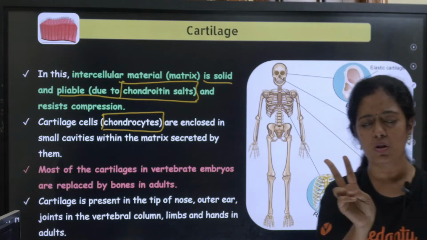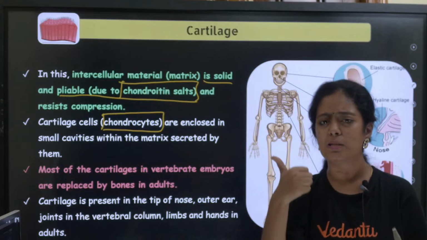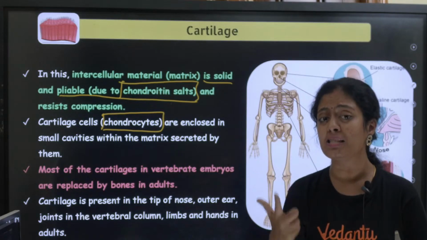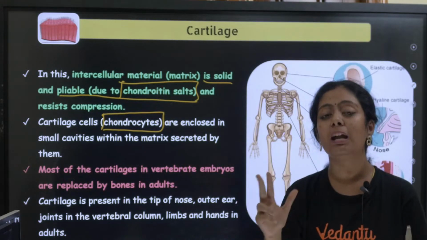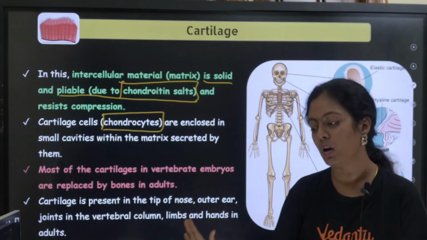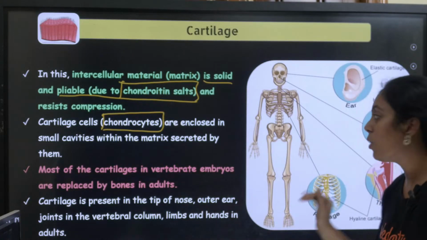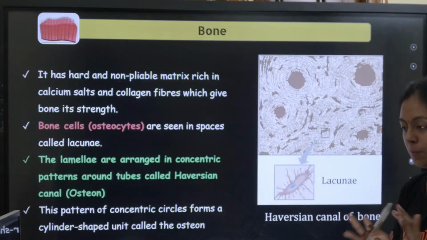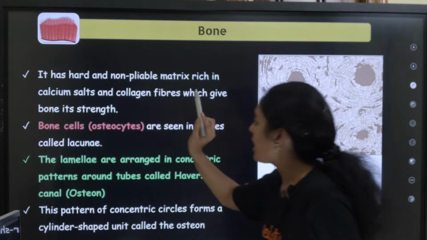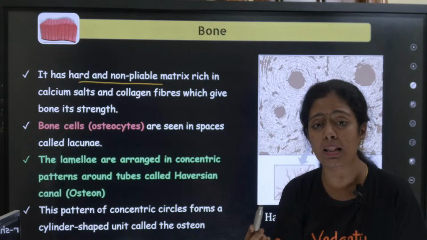Remember just these points. Cartilage is pliable, that means it is flexible. Okay, it is made up of cells called chondrocytes and it is made up of a salt called chondroitin salt. That's all. If you remember these three points, that is enough. Cartilage is done. Okay, next let's talk about bone. Already said, it is hard, non-pliable. What does that mean?